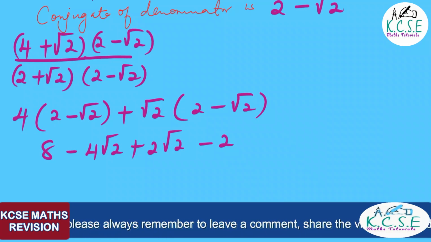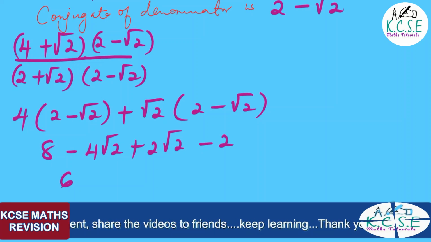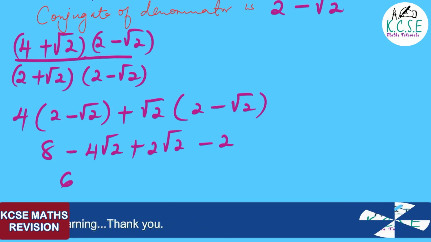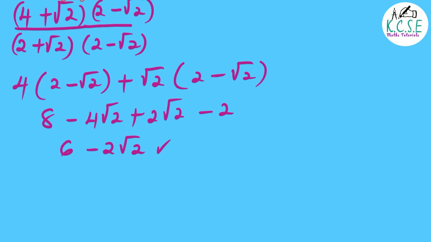Simplifying, 8 minus 2 will give 6. Then we have negative 4 root 2 plus 2 root 2, and that will give negative 2 root 2. So that is the numerator. Now let's come to the denominator.